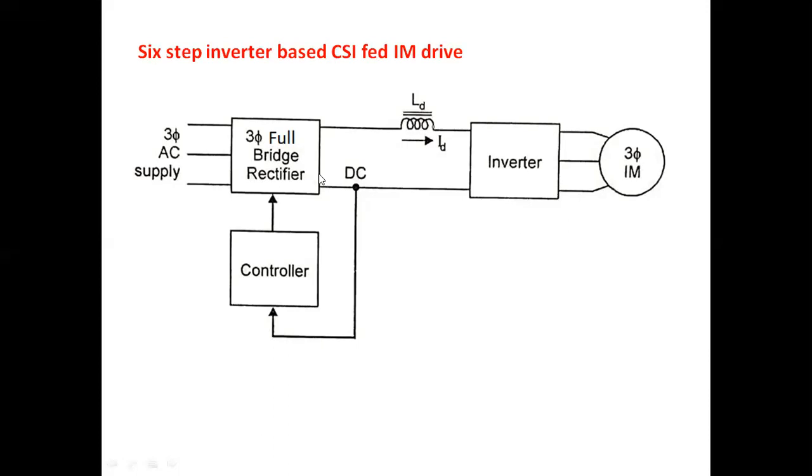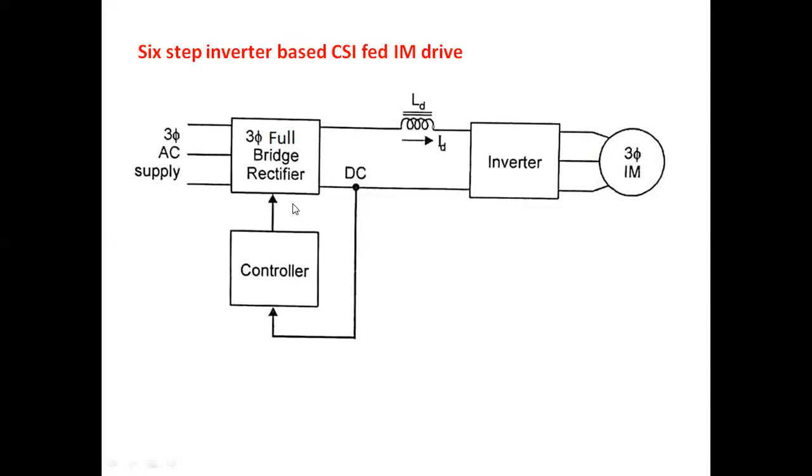And how we can control the firing angle of this full bridge rectifier: external firing angle control is kept, and by sensing the DC voltage here, it is taken as input for this controller. So based on this DC voltage magnitude, if you want to vary it, that information is passed to the controller, and this controller will function accordingly. It adjusts the firing angle, so that this happens here in the 3-phase full bridge rectifier.